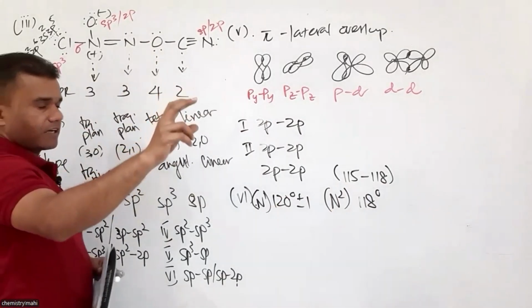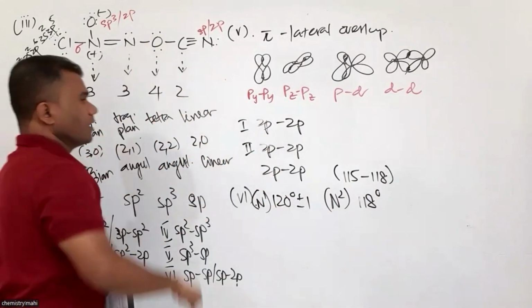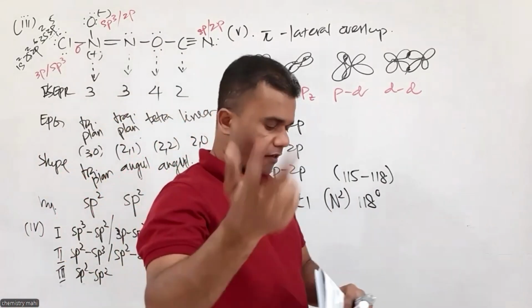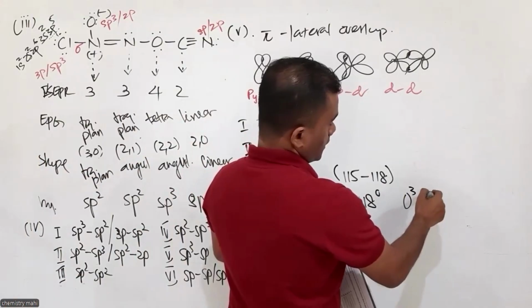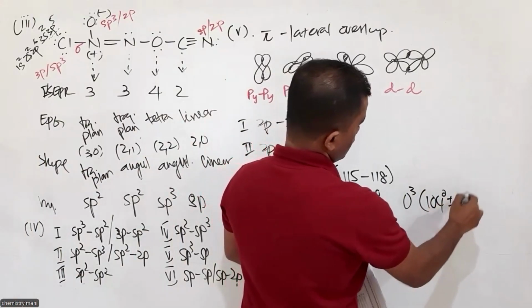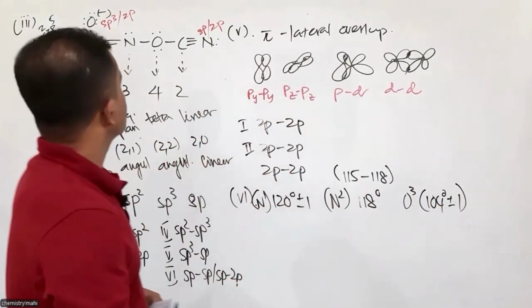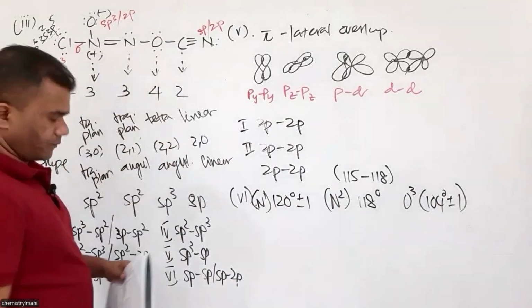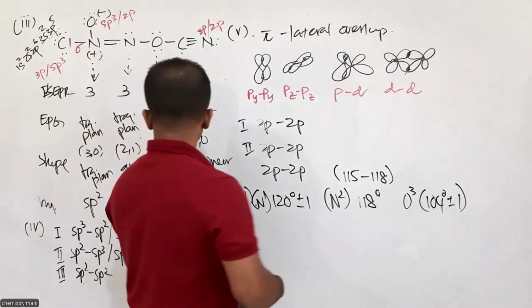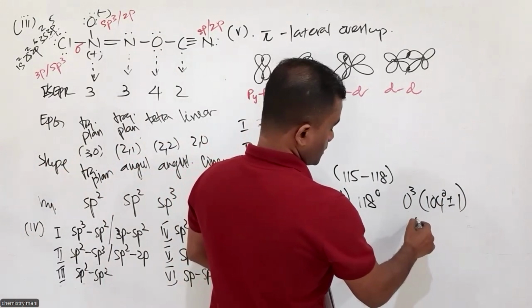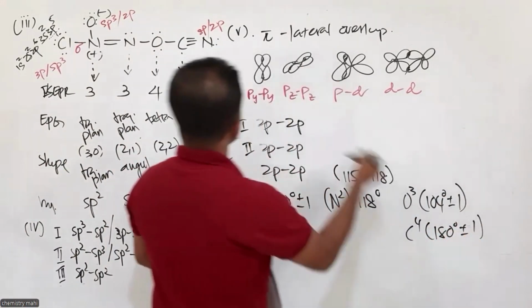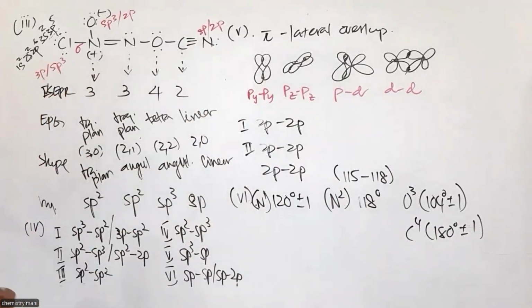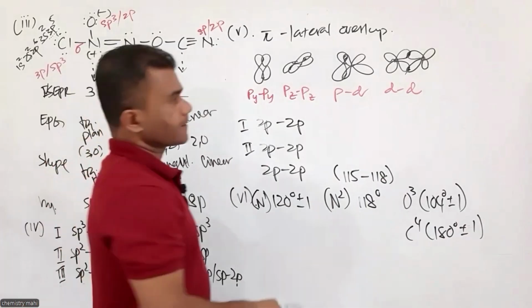O3 means this one. Tetrahedral means we expect 109, but two lone pairs. Two lone pairs mean 4 degrees. 109 minus 4. I'm talking about O3. It's 104. But again here, plus or minus 1 is accepted because repulsive units are different. Next one, C4, sp, linear C4. Then we expect 180. But again, plus or minus 1 because repulsive units are different. These are the accepted answers.